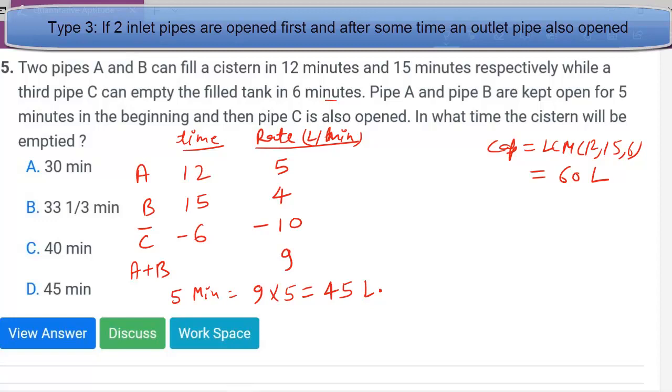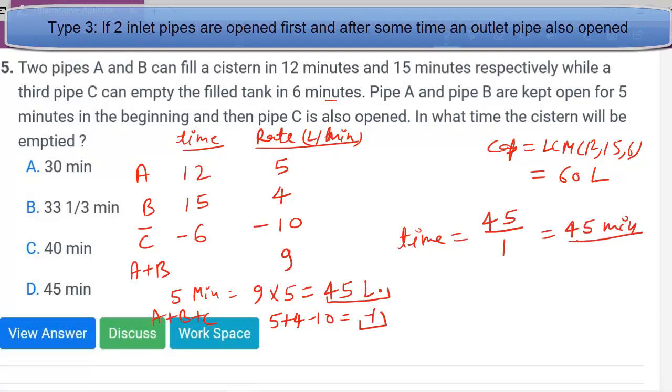So what is happening, you can see 45 liters is filled, and when you are opening C as well, I can write A plus B plus C. So if you check A plus B plus C, 5 plus 4 minus 10, that is minus 1. So when you are opening all three pipes, it is emptying 1 liter per minute, and in 5 minutes 45 liters has been filled. So how much time will it take to empty, because now it will be emptying the tank, right? So 45 liters divided by the rate at which it is emptying, which is 1, it will take 45 minutes. So this is the answer, that means option D.